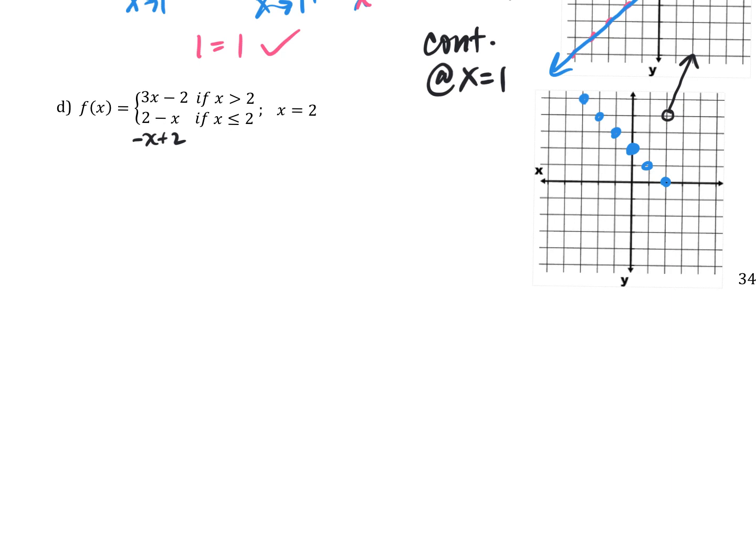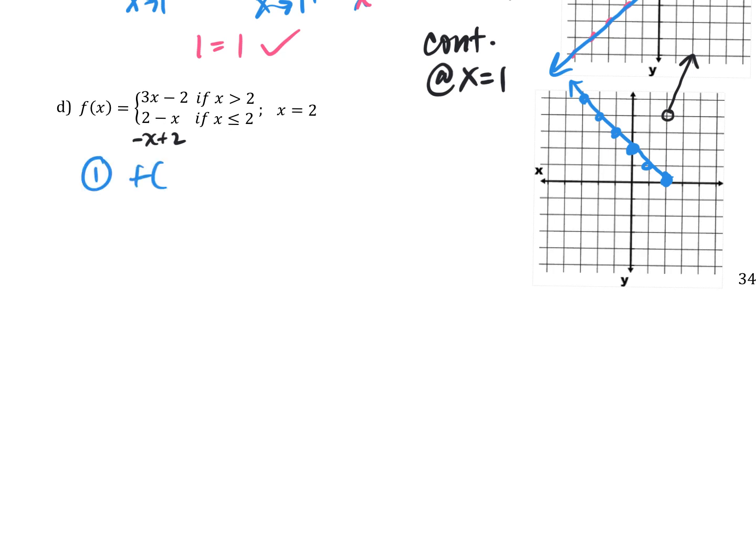Good. So I'm going to go to the left of 2. So I care at 2. And then I'm going to go to the left of it. Does this look like it's going to be continuous at 2? It's not looking like it, right? We just have to prove it mathematically.